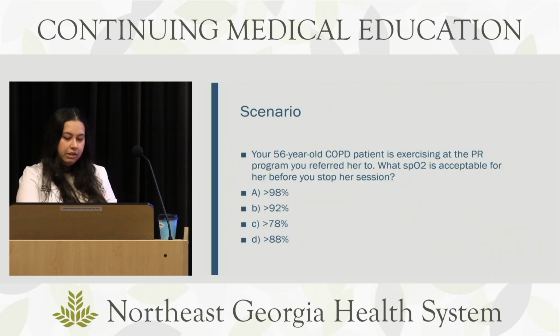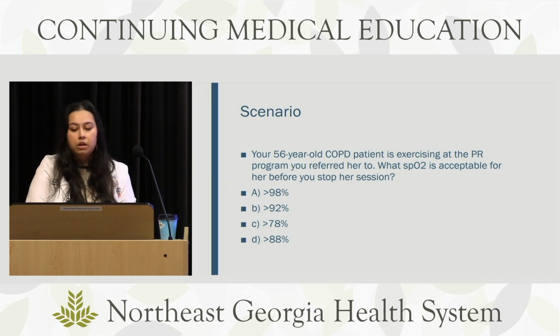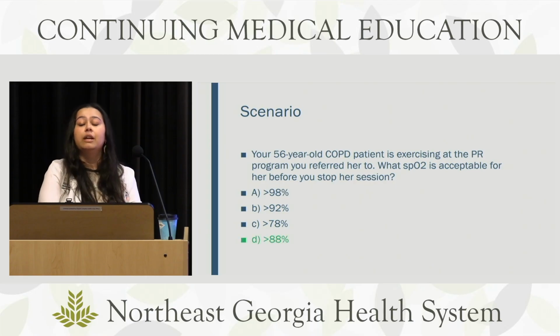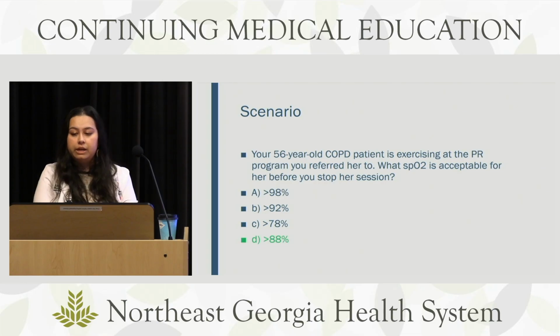Another question, your 56-year-old COPD patient is exercising away at her pulmonary rehab program you have referred her to. What SpO2 is acceptable for her before you make her stop her session? 98, 92, 78, 88. You can guess. It's actually greater than 88%, so you can tolerate that.